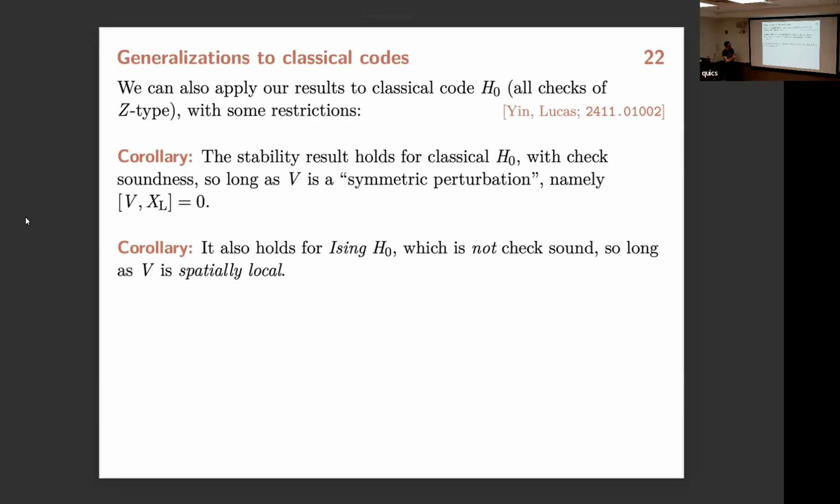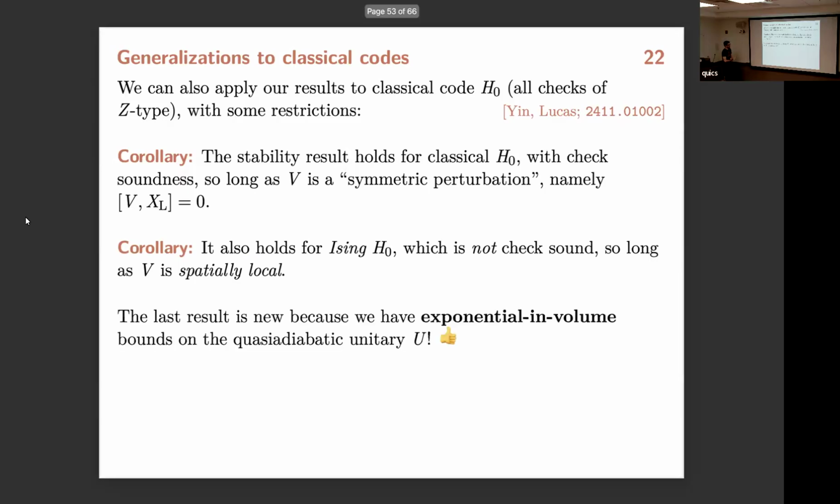There is maybe one interesting new thing for the Ising model, which is that our construction of U has a much stronger tail bound than the known results. And for reasons I'll mention in the last couple minutes, this can be helpful.